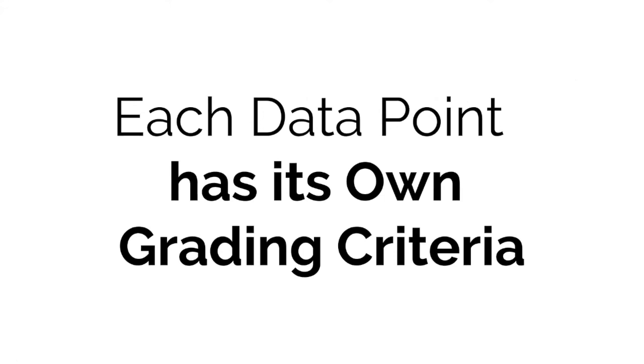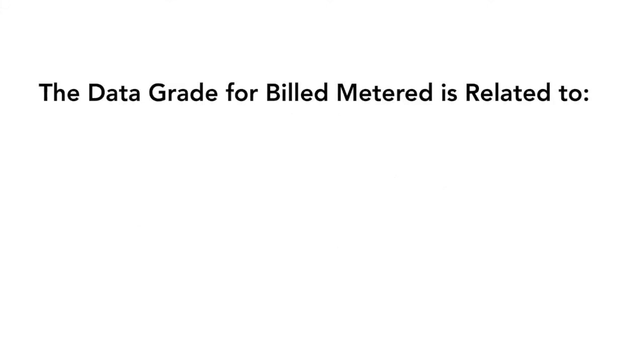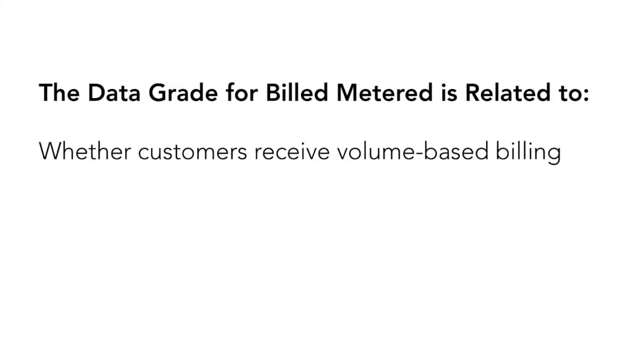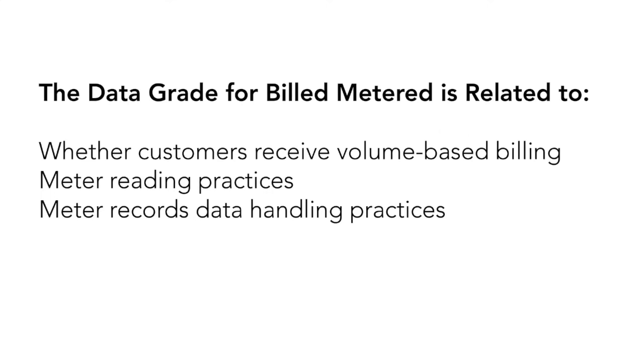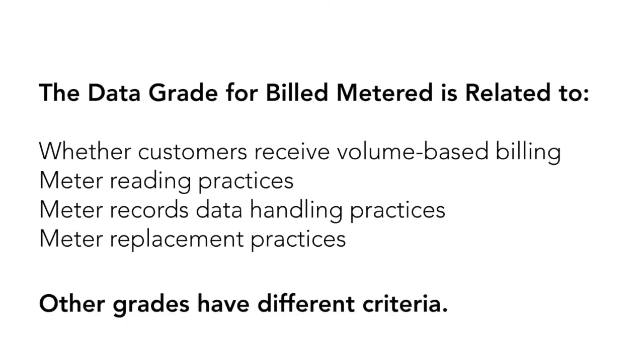You have to evaluate each data point separately, and you don't get a 10 just because you think you're doing a great job. You have to match the listed criteria for each data point to your system's actual policies, procedures, and practices. So for example, the data grade for billed metered authorized consumption is related to whether your customers receive volume-based billing, your meter reading practices, your meter records data handling practices, and your meter replacement practices. And these criteria, of course, make sense for that data point. But other data points are going to have very different criteria. So you have to look at each one of these individually.